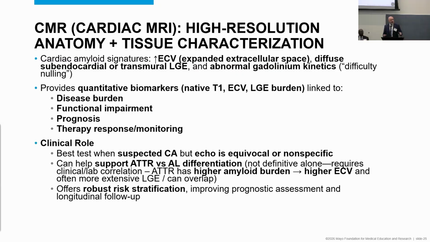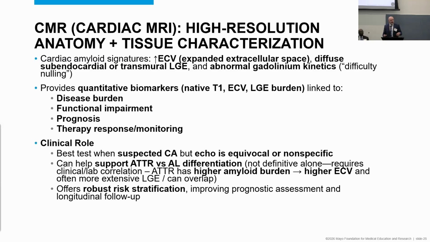When we're looking at the MRI, it increases your extracellular volume, because the amyloid is deposited there, and you end up with this diffuse or transmural late gadolinium enhancement. What it allows us to do is give you quantitative biomarkers: native T1, extracellular volume, and late gadolinium burden. These have been associated with disease burden, functional impairment, and prognosis, and can actually be followed for response to therapy.